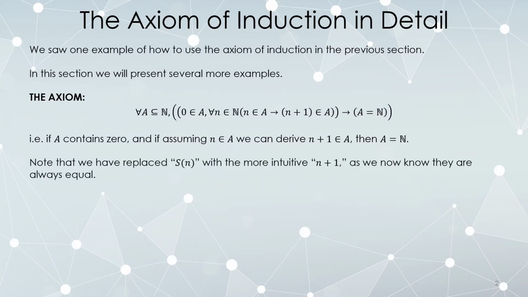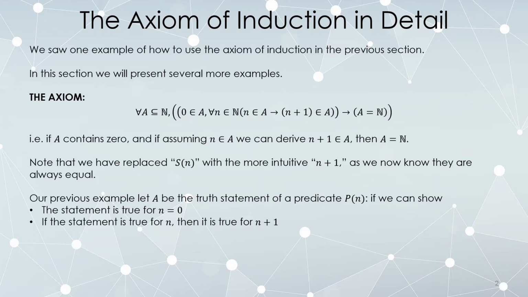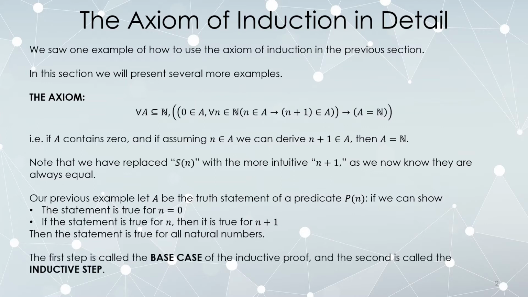Okay, as mentioned, we've replaced s of n with the more intuitive n plus 1. We're almost always going to let the successor function float away and not be mentioned explicitly. In the previous example, we let A be the truth statement of a predicate. So if we can show that a statement is true for 0, and assuming it's true for n, we can derive that it is true for n plus 1, then the statement is true for all natural numbers, and that's basically what we do.